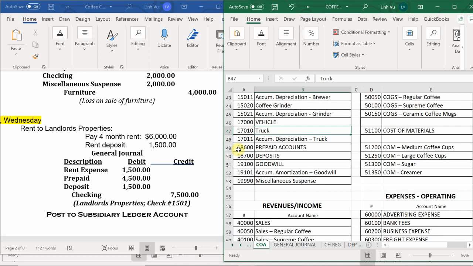Now, what about my deposit? The deposit is an asset too, correct, because that is money I own. I own that deposit. I'm supposed to be promised to get that money back, right? So rent expense is an expense. It is not an asset. You don't consider that as an asset.